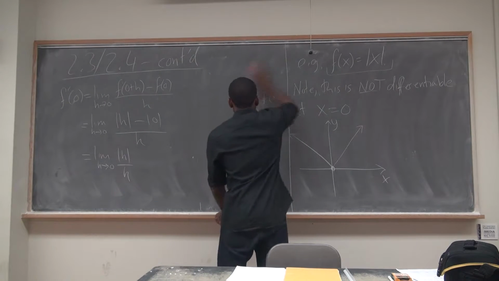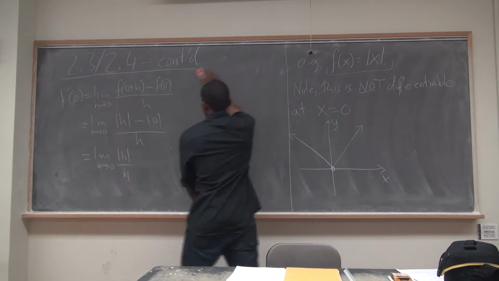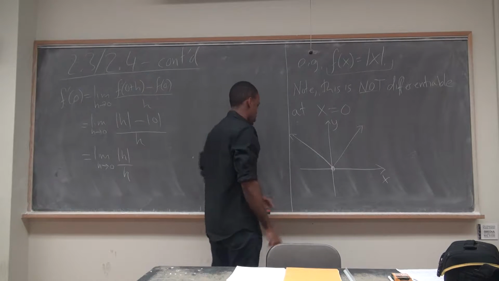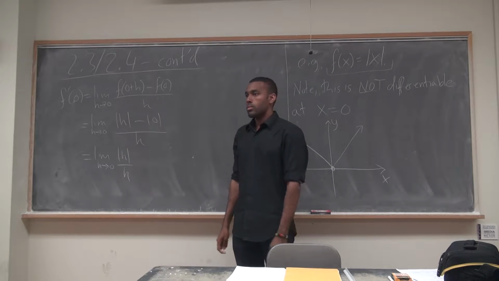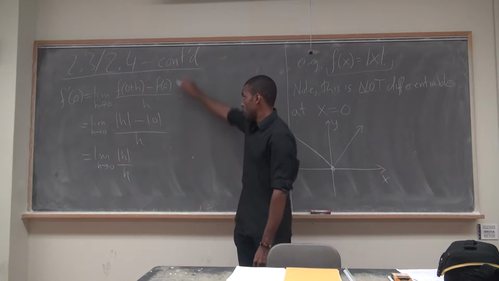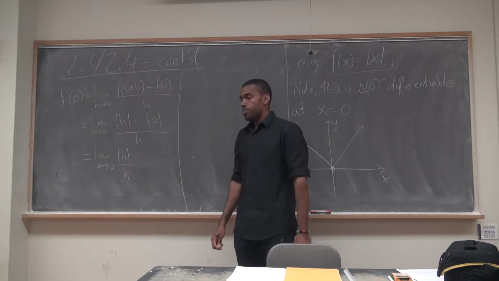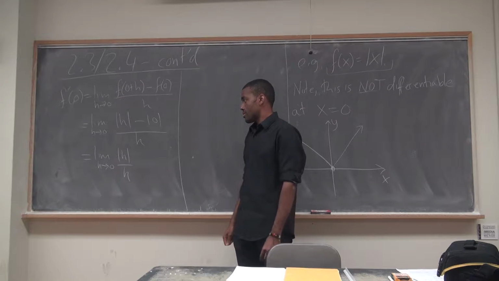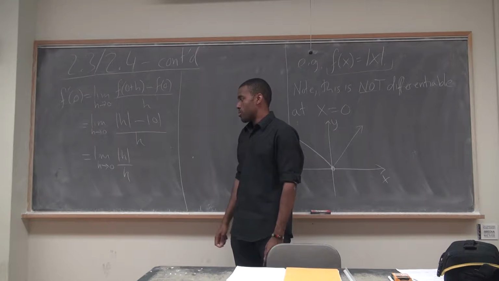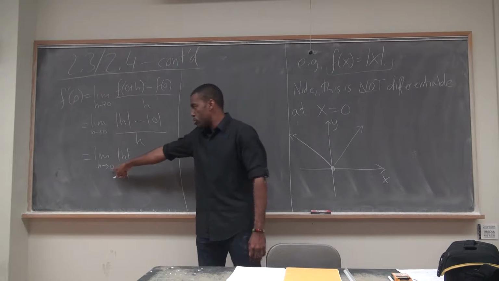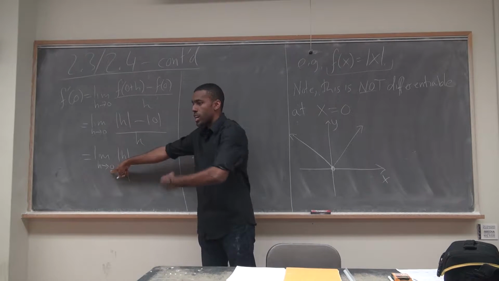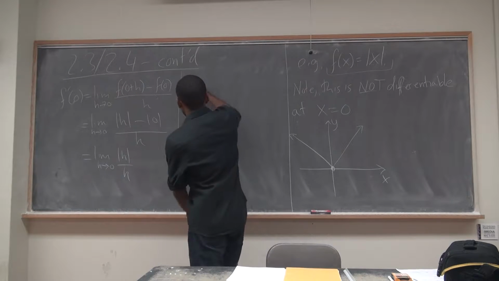Wait, now why can't the h's cancel? You tell me. Why can't the h's cancel? Why can't it just be 1? Because the absolute value of h is not really h. I just know it's not h necessarily. When it's more than 0, it does one thing, and when it's below 0, it does another. It will do two different things. You're approaching 0, but on the left and the right side, you're doing something different, right?